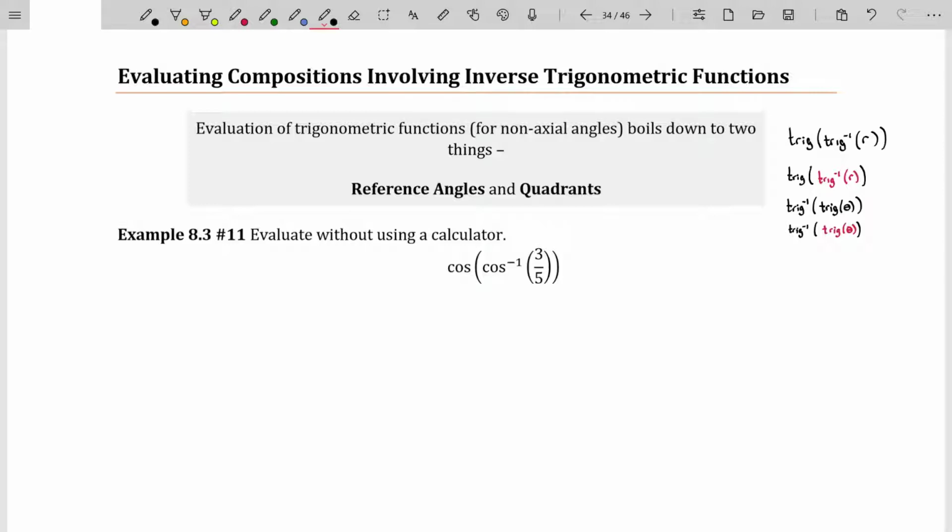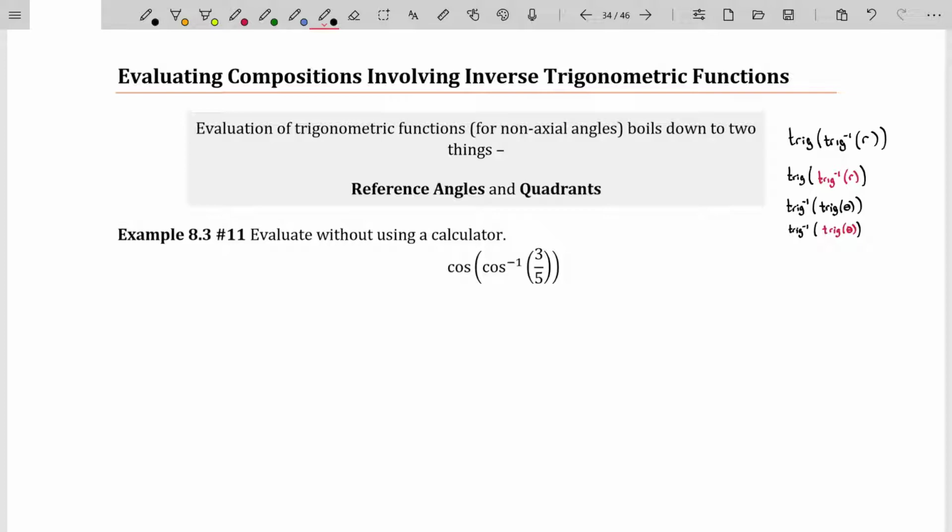Prior to watching this video, you should be familiar with inverse trig functions, how to evaluate them by themselves, and then also you should know the definitions of inverse trig functions. If you don't know those, I have videos in the series for that.